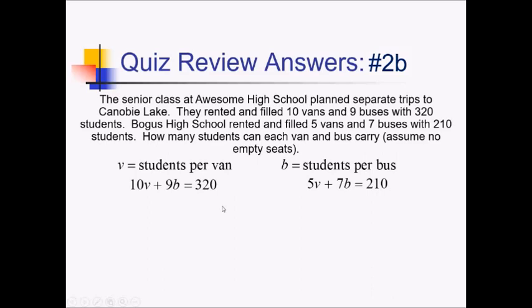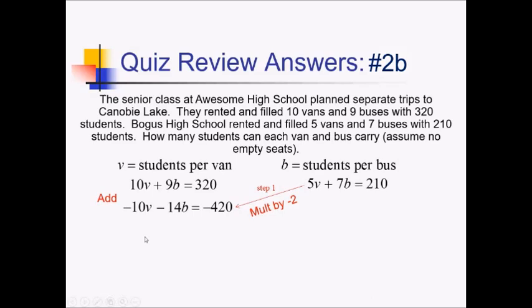And now I just have to solve this system. Probably the easiest way to do this is by using elimination. It's going to be kind of tough to isolate any of the variables for substitution. With elimination, all I have to do is multiply this second equation by -2, and that will give me a -10V that I can turn around and cancel out with this positive 10V if I add the equations together. So we've also got a -14B, and this is going to equal a -420.